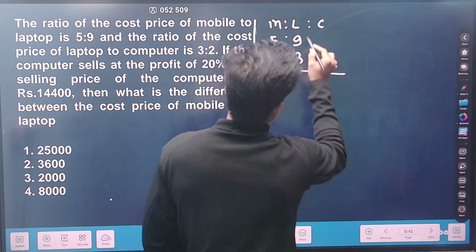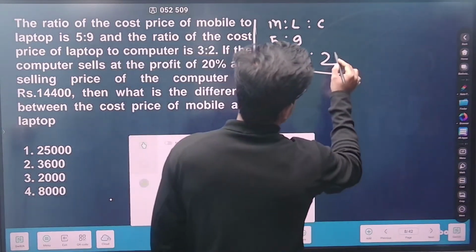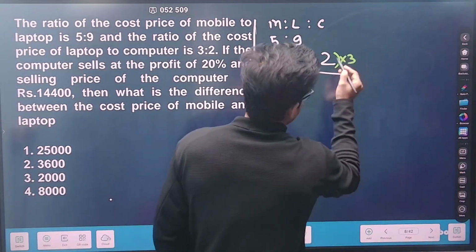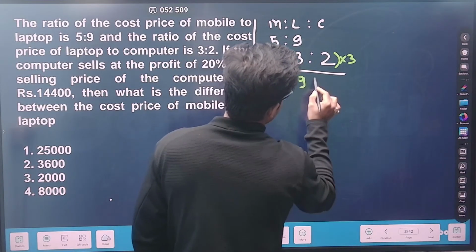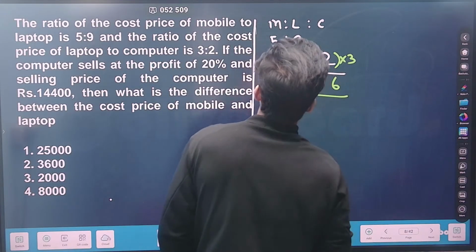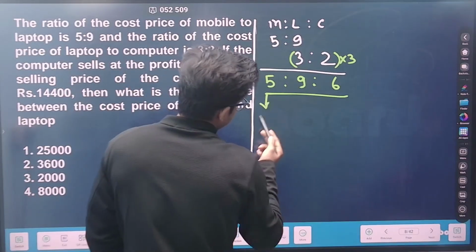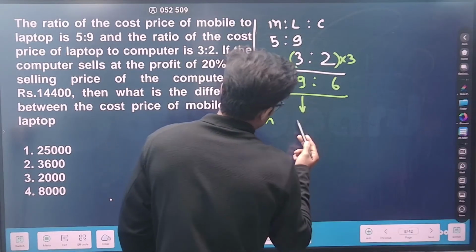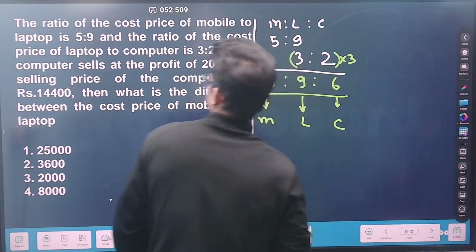Now come on, I need to equalize it. Always I say I need to equalize it. So if I multiply this by 3, the ratio becomes 5:9:6. This is the ratio of the cost price of mobile, laptop and computer. This is the cost price of mobile, this is the cost price of laptop, and this is the cost price of computer, correct? Okay, fine.